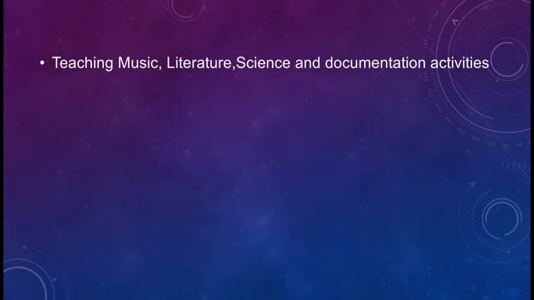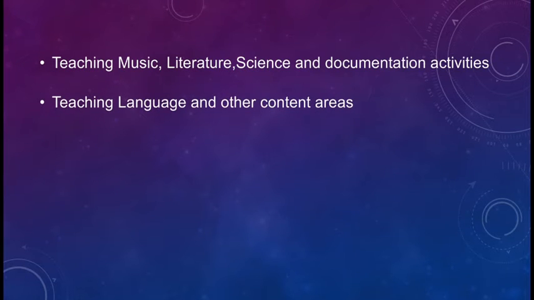First, teaching music, literature, science, and documentation activities. Audiovisual materials can basically show students different examples of literature, science, and documentation activities. Examples are showing a video about a story, an experiment, or even a documentation of a certain subject. Next, teaching language and other content areas. Audiovisual also helps students learn divergent languages since it is very flexible, especially in showing examples.